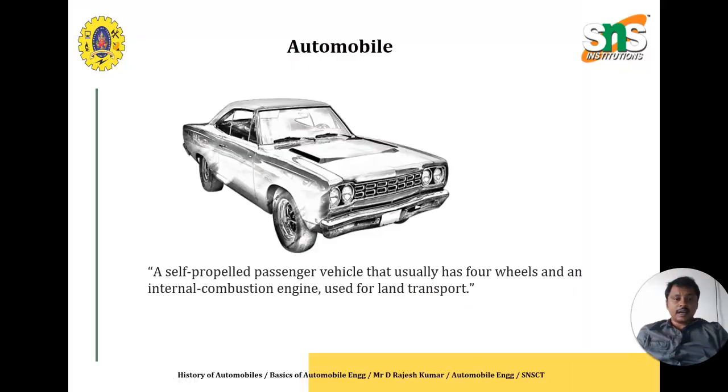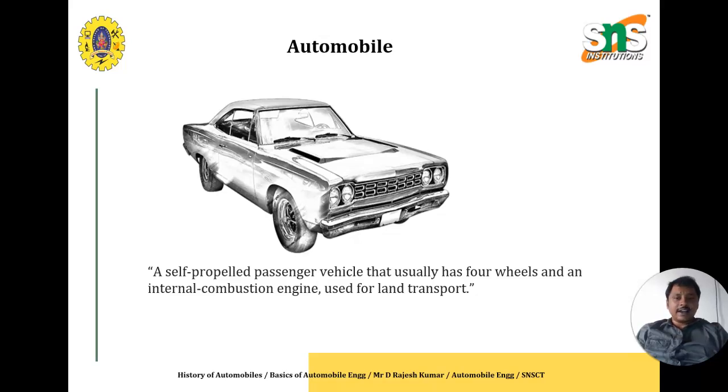An automobile is simply defined as a self-propelled vehicle, which means the vehicle generates its own power to propel. That means the amount of energy required by the vehicle to move forward or backward can be generated by itself. That is a self-propelled vehicle. Basically, an automobile is a self-propelled passenger vehicle that usually has four wheels and an internal combustion engine used for land transport.